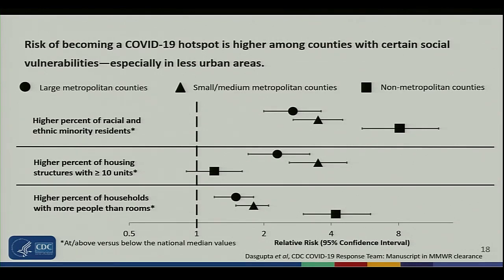You can see that the association was particularly pronounced in non-metropolitan areas, where the risk of becoming a hotspot was more than 8 times as high among counties with a higher percentage of racial and ethnic minority groups. Percentage of housing structures with greater than or equal to 10 units, or crowded structures, only increased risk of becoming a hotspot in metropolitan counties. And percentage of households with more people than rooms, or crowded households, increased risk more in non-metro counties. Next slide.